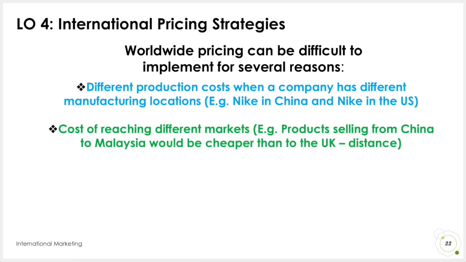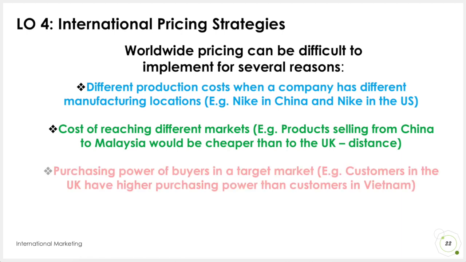Second, producing in one location does not guarantee one selling price in all target markets. This is because the costs of reaching different markets are different. For example, products that are exported from China to Malaysia would be cheaper than products exported from China to the UK, because the distance between China and Malaysia is shorter than the distance between China and the UK. Therefore, the differences in shipping costs will influence the final pricing of the product, even if products are made in the same location.